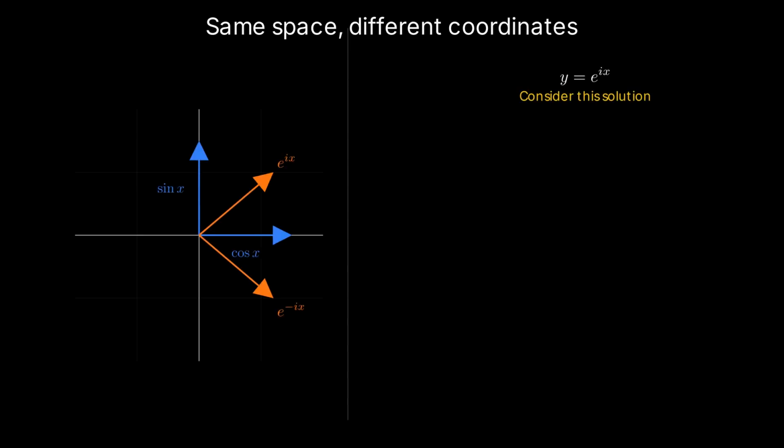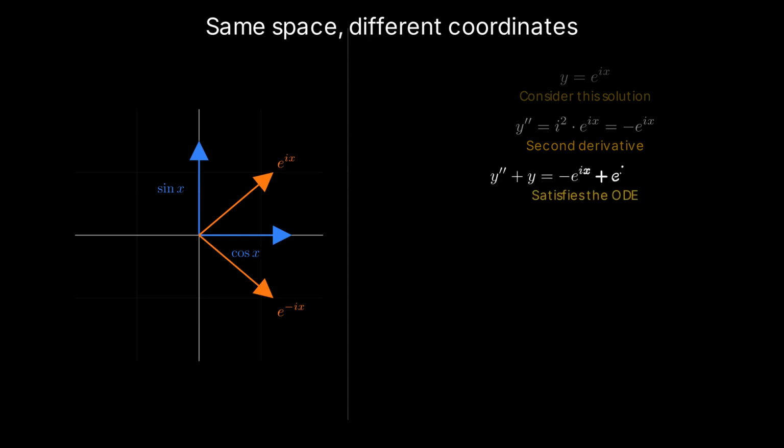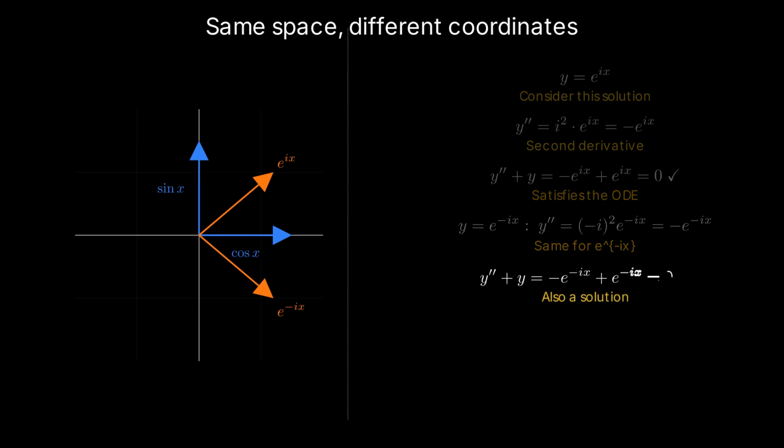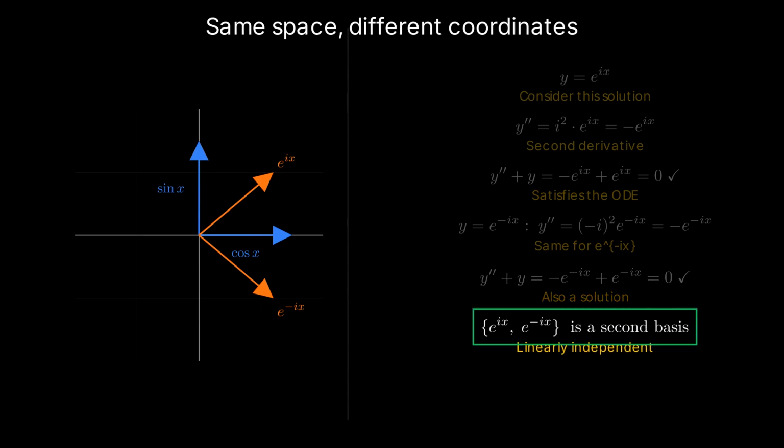Take e^(ix). Its second derivative is i squared times e^(ix), which equals negative e^(ix). Add e^(ix): negative e^(ix) plus e^(ix) equals 0. It's a solution. The same calculation works for e^(-ix). These two functions are linearly independent, so they form a second basis for the same two-dimensional space.